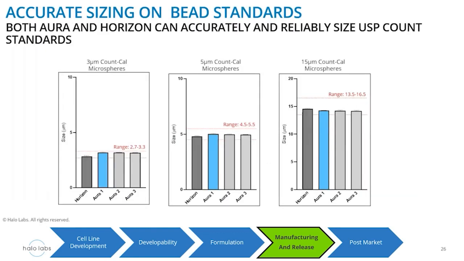And so, of course, part of validating the instrument for USP is being able to accurately count and size. So let's start with sizing particles or USP count standards. Both the Aura and the Horizon have always done a very good job of sizing particles. The example we have here, we have 3 micron, 5 micron, and 15 micron count cal beads, and across 3 different Auras and the Horizon system, you can see that these systems accurately and reliably measured the size of the different beads.